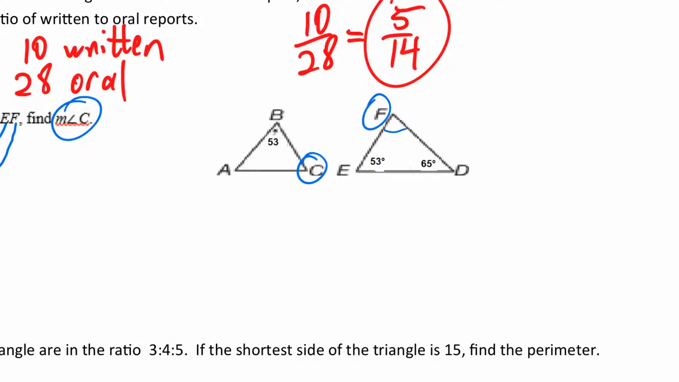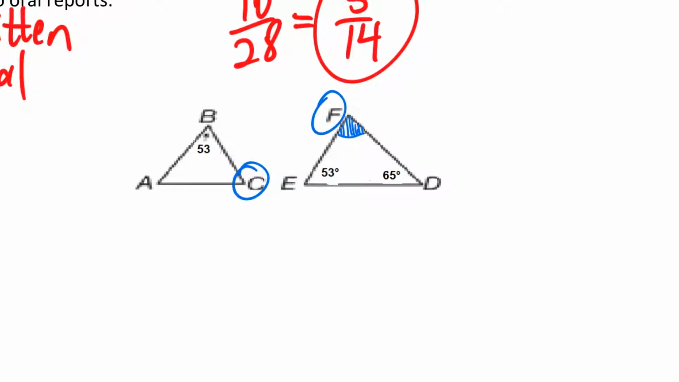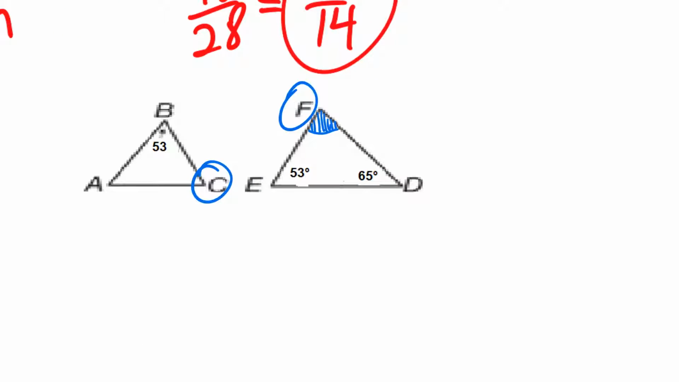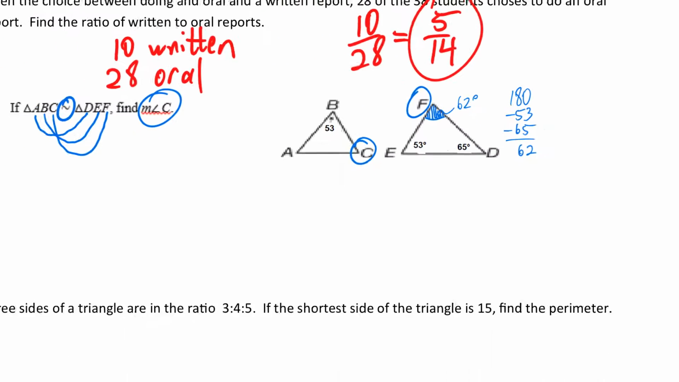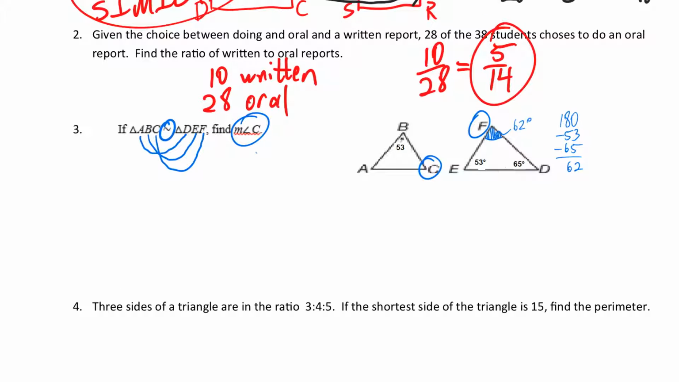So how could I find this angle right here, angle F? Those have to add up to 180. So 53, 65, and what add up to 180? It's 62. So this angle is 62, which means the angle that corresponds to it, angle C, is 62 degrees.